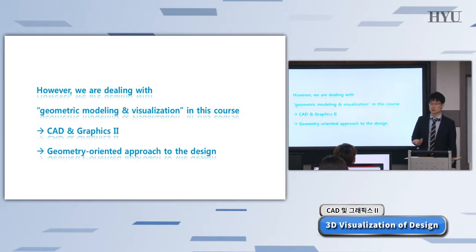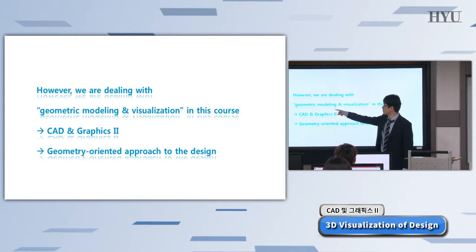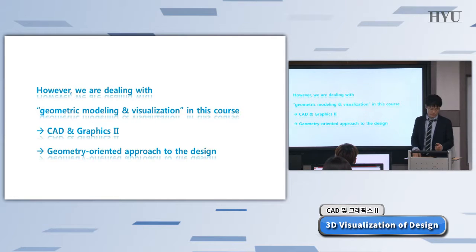But actually that is not the whole truth. Even by using computing tools, we can take into account the building life cycle and building information. That is your next phase topic, okay? Building information modeling, different types of applications. But in this semester, in this course, in CAD and Graphics 2, anyway, our focus is on geometric modeling and visualization. So-called geometry-oriented approach to the design.